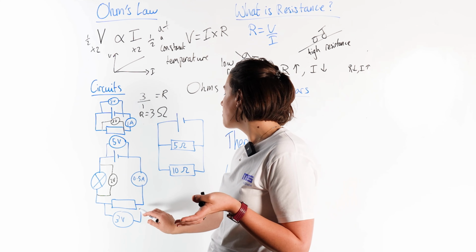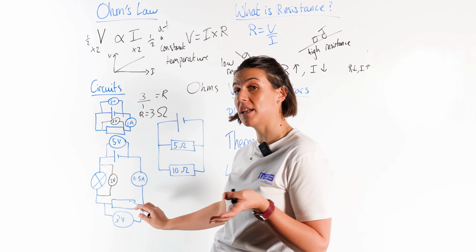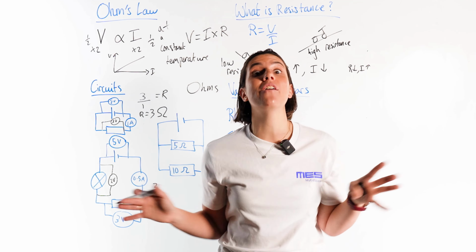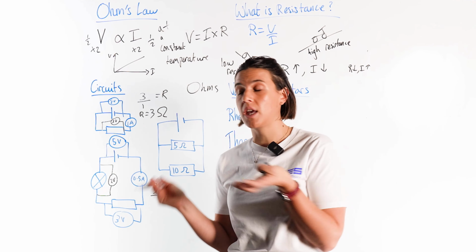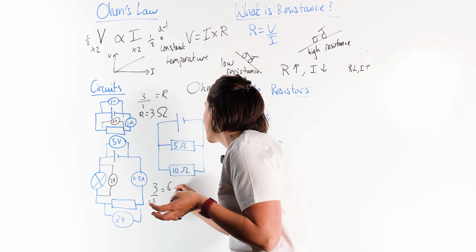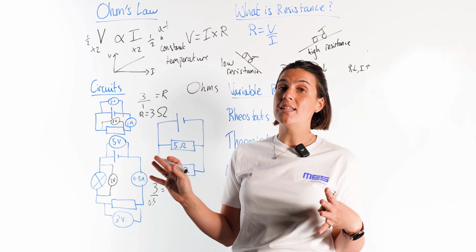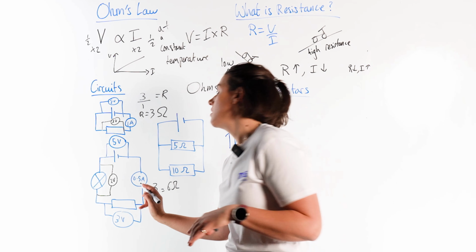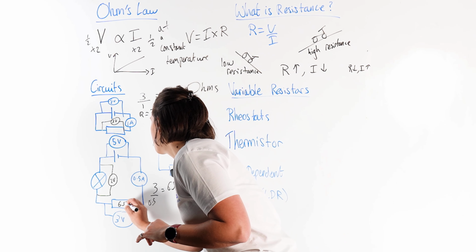So we can work out the resistance of the resistor. We're going to take the potential difference over the resistor, which is 3, divide it by the current. Now the current's going to be the same everywhere in this circuit because it's a series circuit. So we're going to divide it by 0.5, which will give me an answer of 6 ohms. So the resistance of this resistor here is 6 ohms.